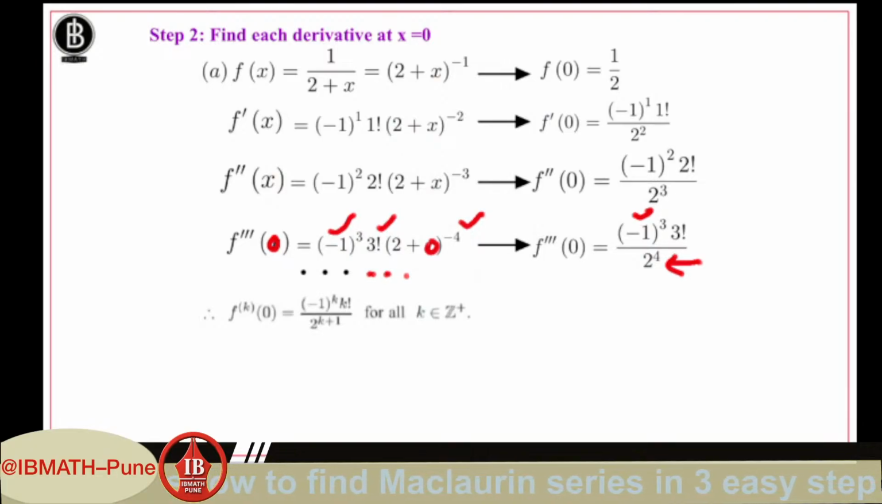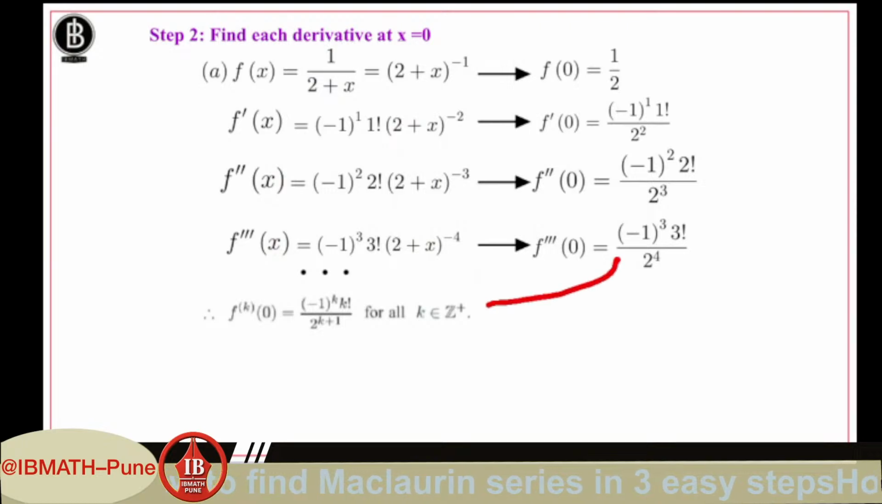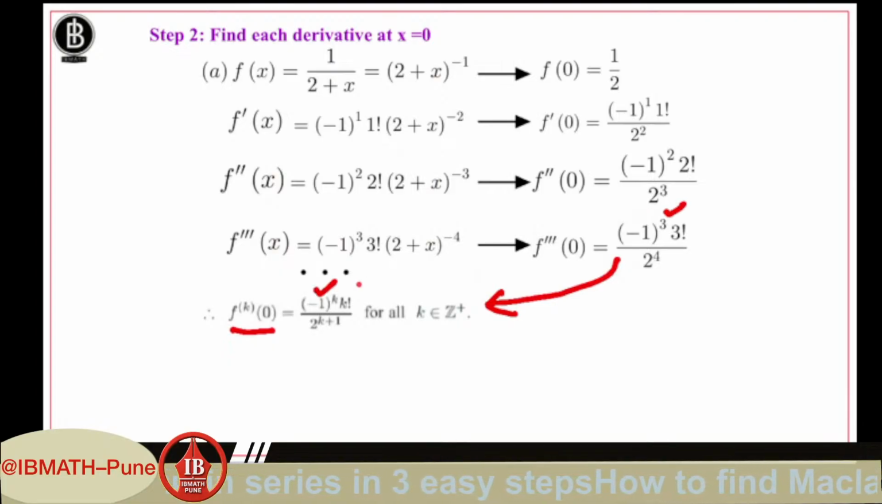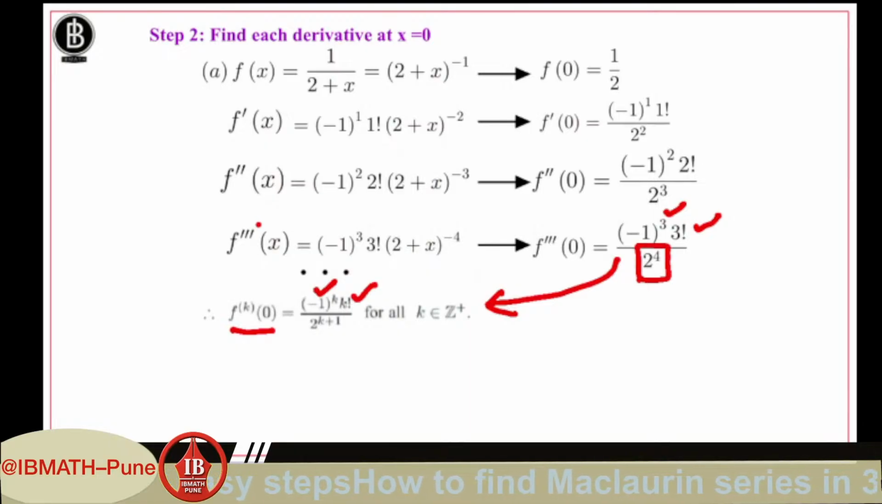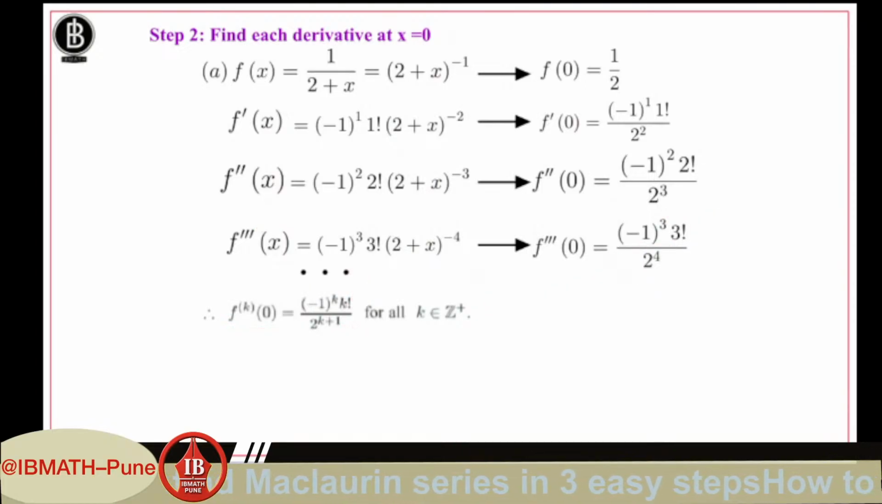So on, if I continue, again the same pattern, I can write like this: f^k of 0 equals minus 1 to the power k, k factorial. See, 3 will become k, and 3 factorial will become k factorial. And the denominator 2 to the power 4 is one more than the order of the derivative. So for the kth order derivative, it will be 2 to the power k plus 1. I hope you understood the second step.